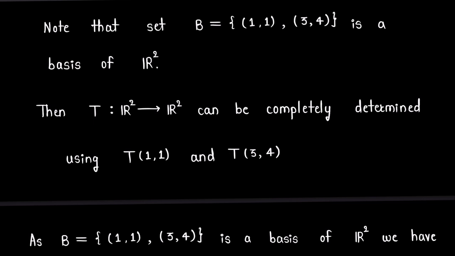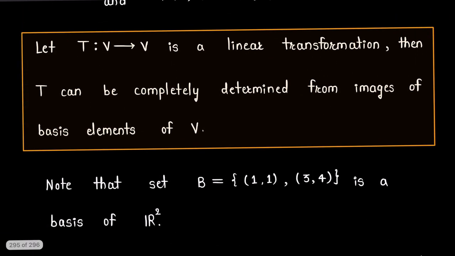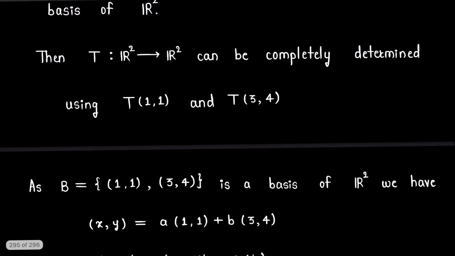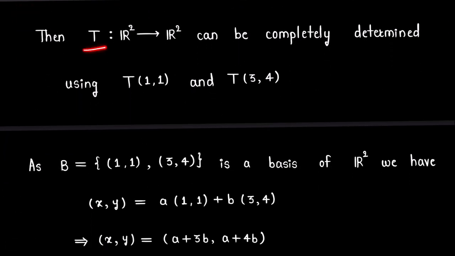Now, by this note, we can determine the given linear transformation T from R2 to R2 using the images of these basis vectors (1, 1) and (3, 4).